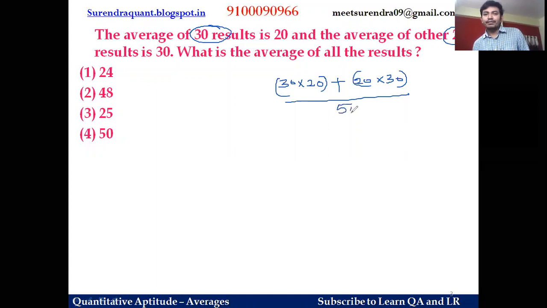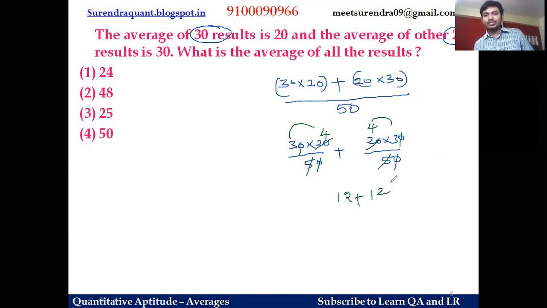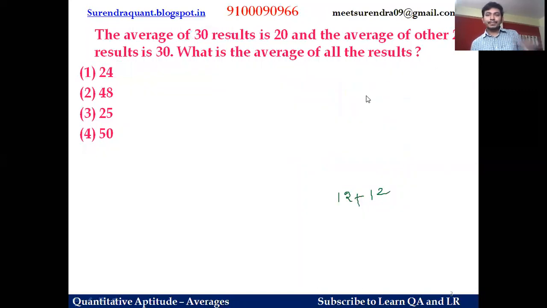So by 50. Now what is the next step? Don't multiply the numerators. Divide the terms into 2 different parts. That is 30 into 20 by 50 plus 20 into 30 by 50. This is the easiest way to do the simplification. So 0, 0 cancel. 5 goes 4 times in 20. So 3 times 4 is 12 plus 0, 0 cancel. 5 goes 4 times. 4 3s are 12. So 12 plus 12, 24 is the average of all the results. Very simple, right? Let us go to the next question quickly.